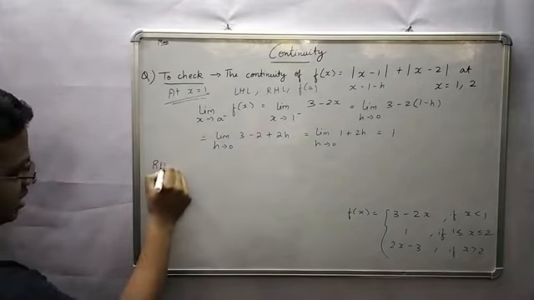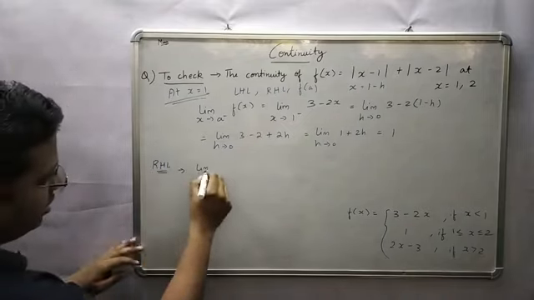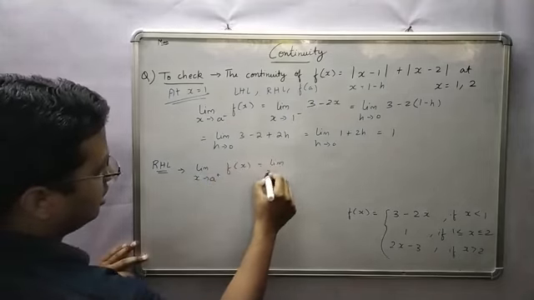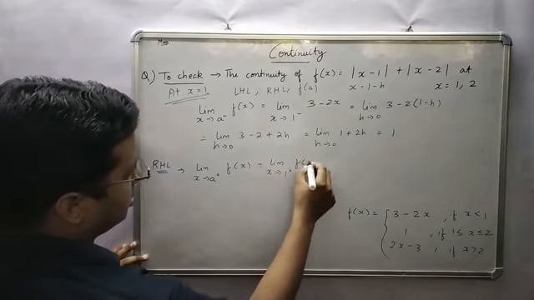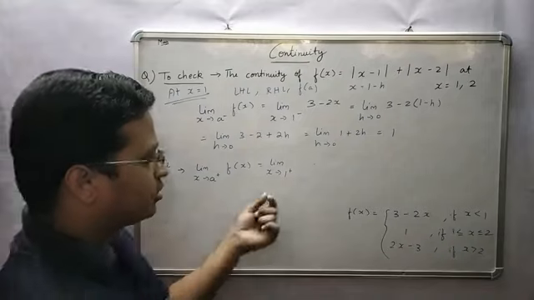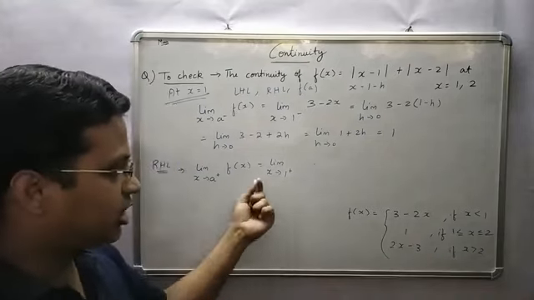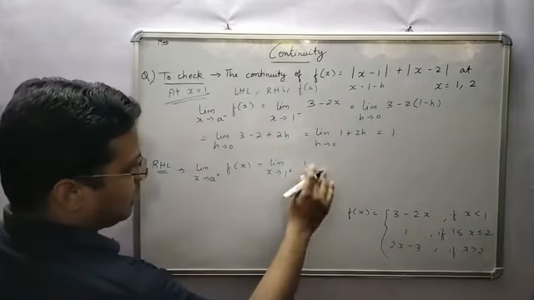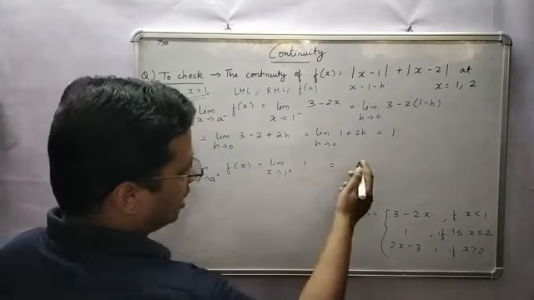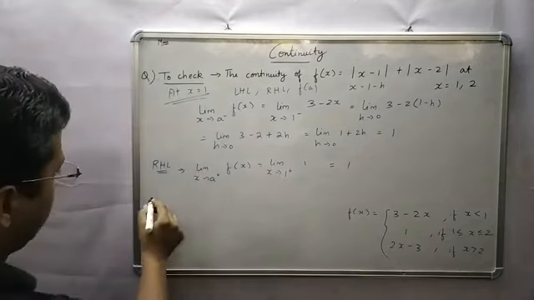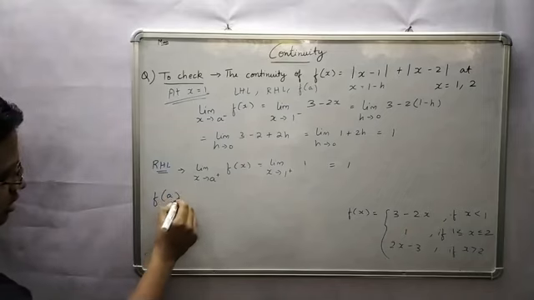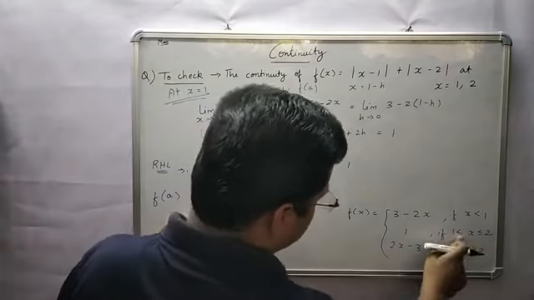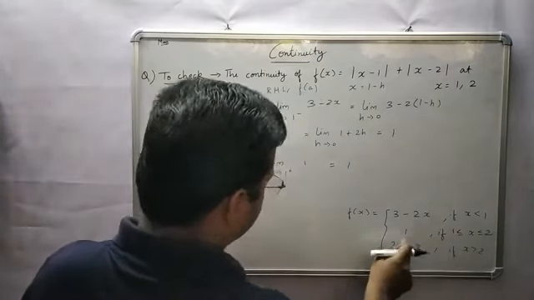Similarly, let us find RHL. So limit x tends to a plus f of x. So limit x tends to 1 plus f of x, and this is to the right of 1, just to the right of 1. So x is just greater than 1, that means it lies in this part. So 1. So without any further calculation, we can directly write the value as 1. Now f of a, that is f of, our point is 1, so f of 1. When x is equal to 1, the value of function is 1.